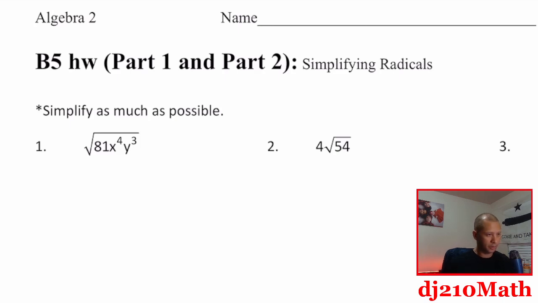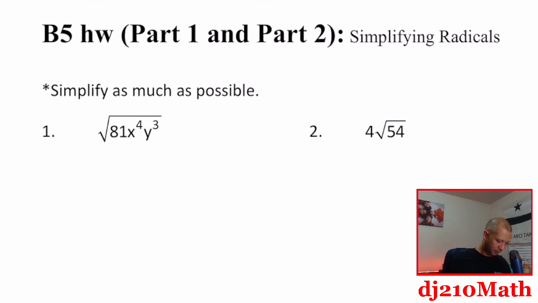All right, B5 homework. So this is simplifying radicals. All right, so let's go. Number 1.